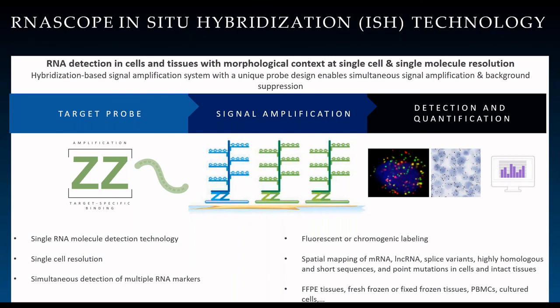In addition, our technology allows you to visualize targets like mRNAs, long non-coding RNAs, splice variants, highly homologous sequences, short targets, point mutations, now microRNAs, siRNAs, ASOs, and so on. Additionally, you can visualize targets in FFPE tissues, fixed and fresh frozen tissues, PBMCs, and cultured cells. Because we allow a high degree of flexibility in target detection and sample type, our assay has been applied to a wide range of applications.